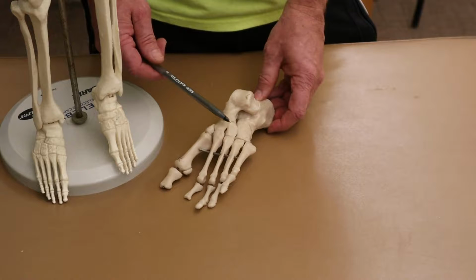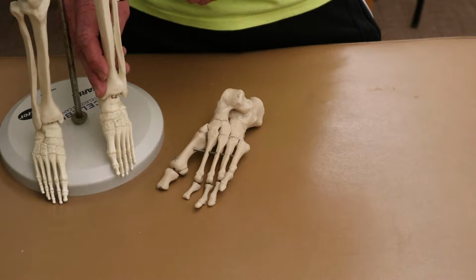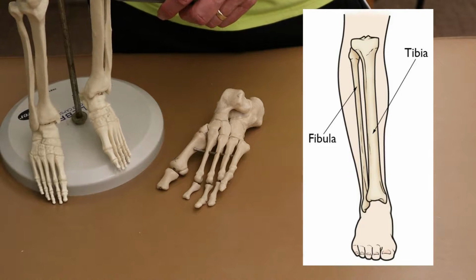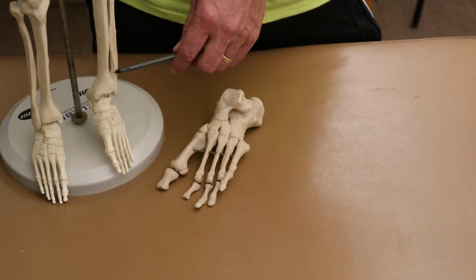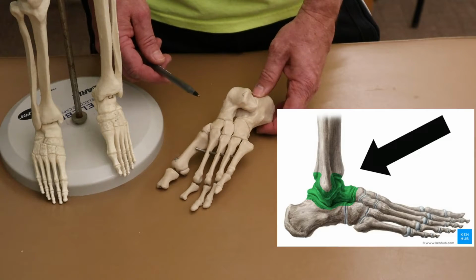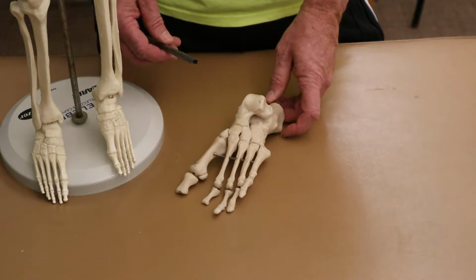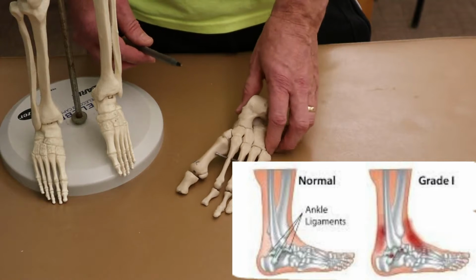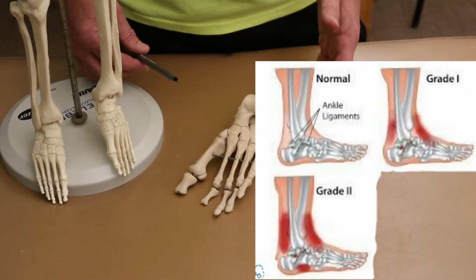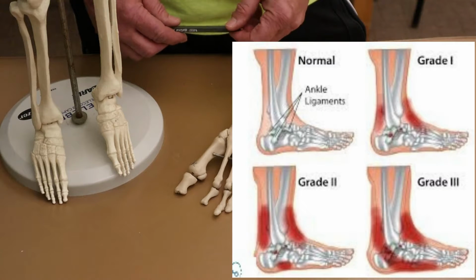So what we're looking at here is the foot and the bones of the foot, and then on this model over here we have the fibula, which is a bone on the outside of your leg, and then the tibia, which is the bone on the inside of your leg. Usually ankle sprains happen when you tear or strain one of the ligaments that holds these bones together. And there's three different grades of sprain. There's a grade 1 sprain, which is usually a stretching of the ligament, a grade 2 sprain, which is severe stretching of the ligament, and then a grade 3, which is usually a complete tear of the ligament.